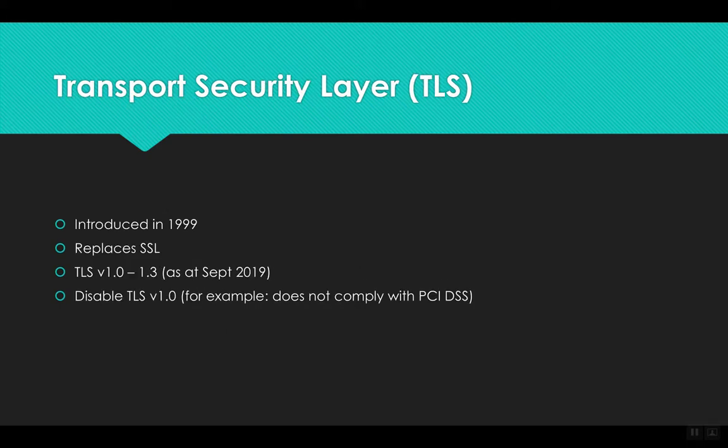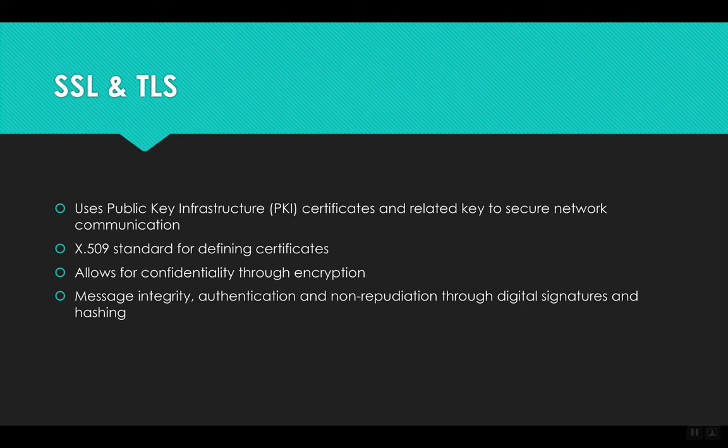Transport Layer Security was introduced in 1999. It replaced SSL, and it's got version 1.0 to 1.3. However, it's known that there are some vulnerabilities with version 1.0, and it's not compliant with regulations such as PCI DSS in the financial services industry, which refers to sharing of card data between merchants. They both use public key infrastructure, or PKI, and that's how they secure communications between client and server.